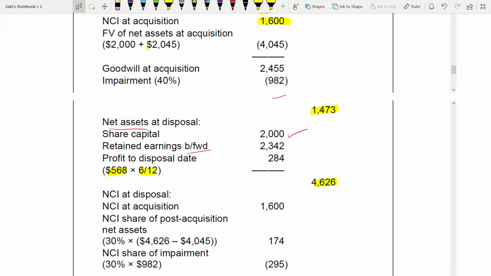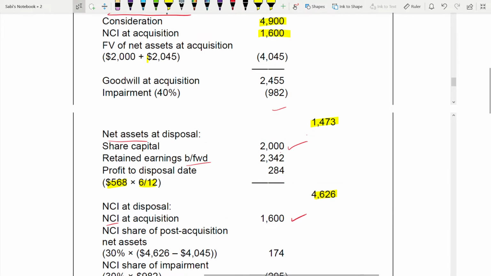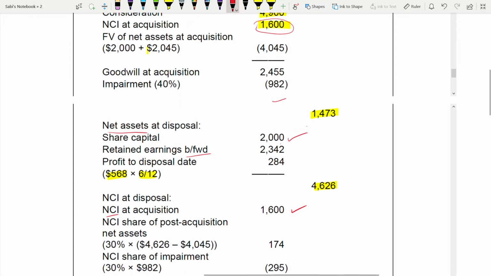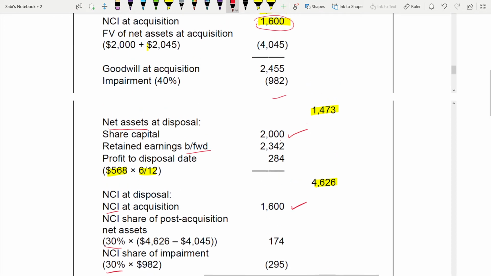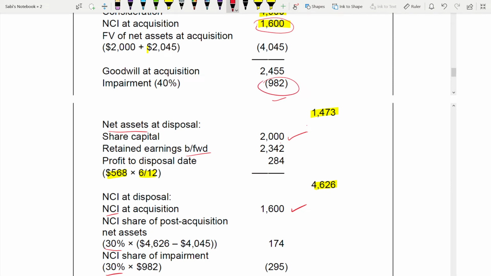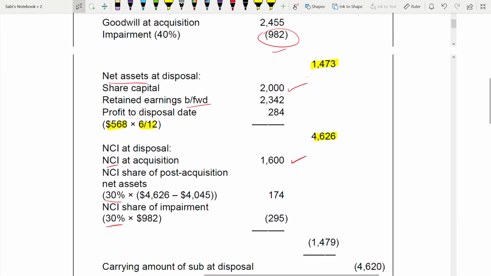So for NCI, what is the NCI at acquisition? 1,600,000. From here you can take this NCI. Now NCI share of the post acquisition net asset. What is the post acquisition share of net asset? NCI is 30% because you have acquired 70%. And you have to take the NCI share of impairment also because this is a fair value method of NCI. So what is the impairment? Impairment is here, you have already calculated it, 982. On that take 30% and deduct it.